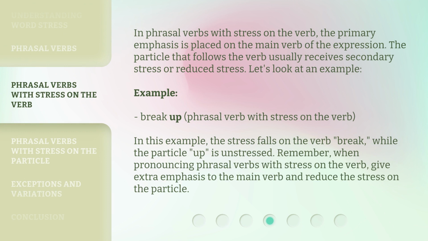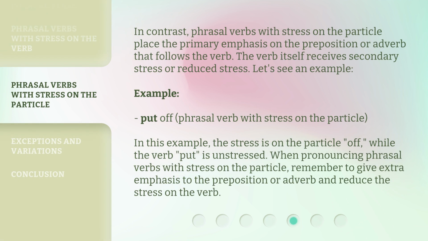In phrasal verbs with stress on the verb, the primary emphasis is placed on the main verb of the expression. The particle that follows the verb usually receives secondary stress or reduced stress. Let's look at an example. Example: break up, phrasal verb with stress on the verb. In this example, the stress falls on the verb, break, while the particle, up, is unstressed. Remember, when pronouncing phrasal verbs with stress on the verb, give extra emphasis to the main verb and reduce the stress on the particle.